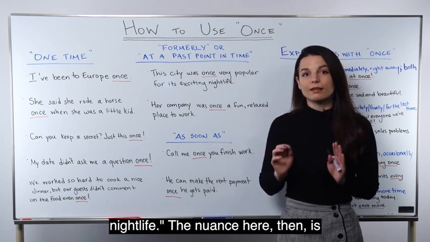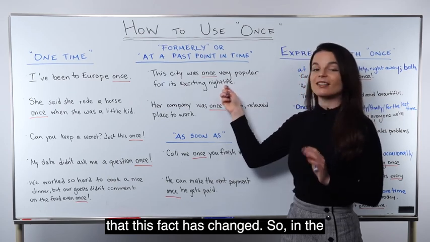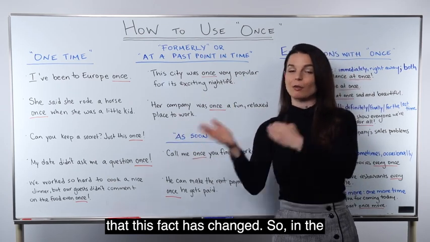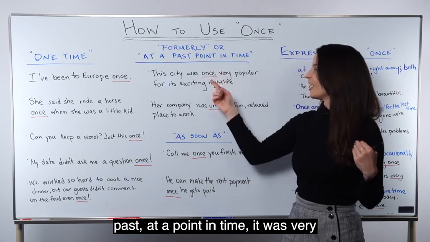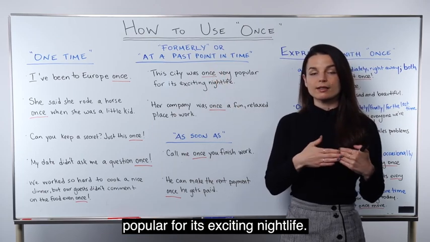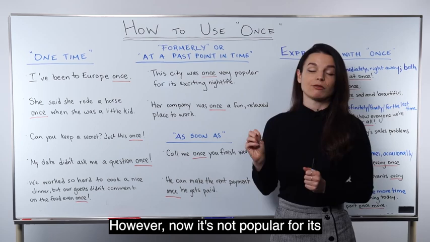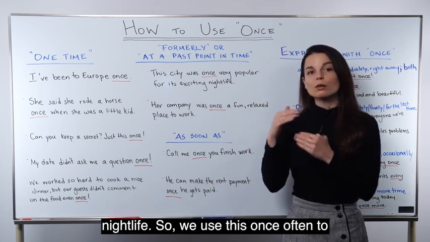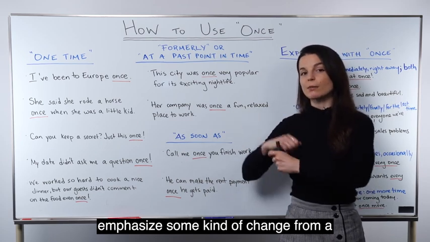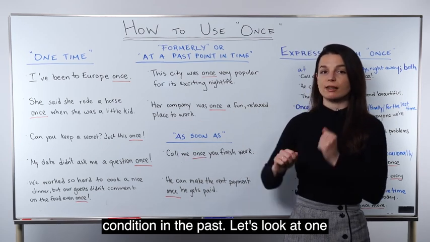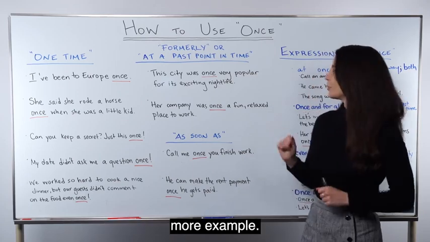The nuance here, then, is that this fact has changed. So in the past, at a point in time, it was very popular for its exciting nightlife. However, now it's not popular for its nightlife. So we use this once often to emphasize some kind of change from a condition in the past. Let's look at one more example.